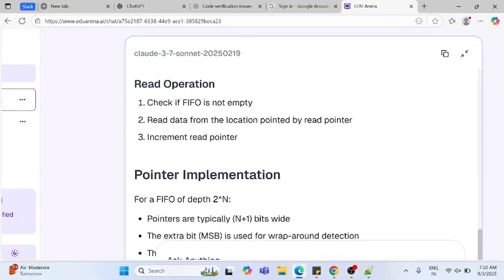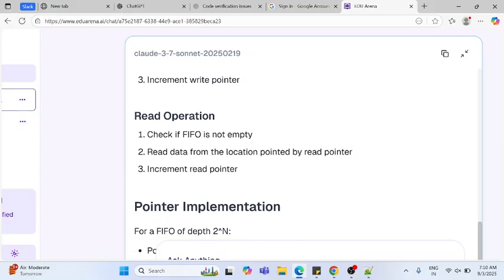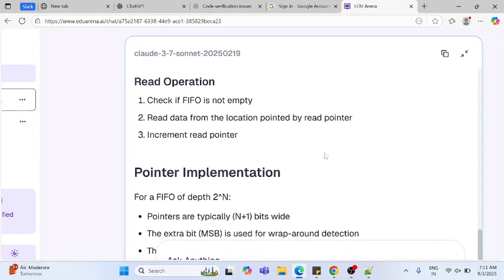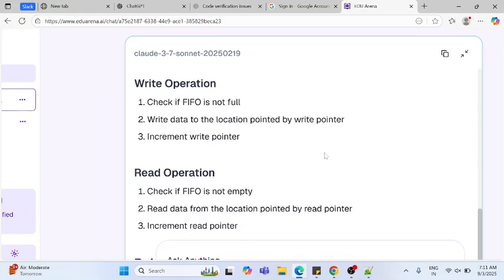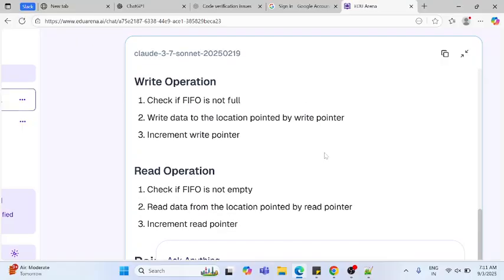Then coming to the read operation, check if FIFO is not empty. If FIFO is not empty, we can read it. If it is empty, then no data is available to be read. That is the underlying meaning. Read data from the location pointed to by the read pointer. Here we are writing the data to the location pointed to by the write pointer, and here reading the data from the location pointed to by the read pointer. Increment the read pointer here, increment the write pointer there.